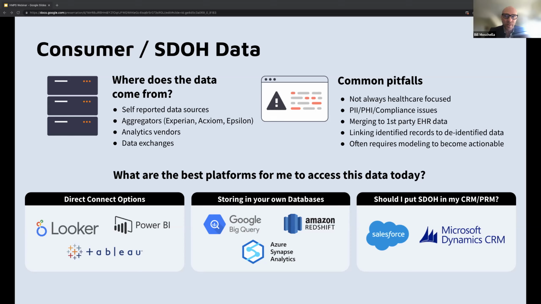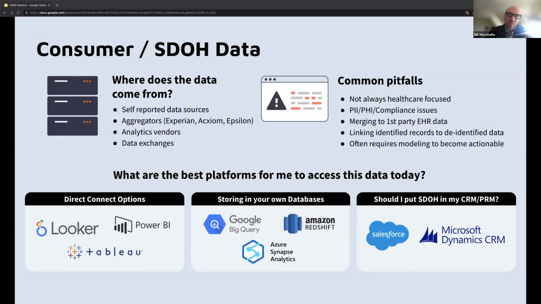When you start to join social determinants of health and consumer data to additional sets of data, it starts to bring in a HIPAA issue, which can be the re-identification of a de-identified record by adding new attributes to it that didn't exist before. So merging that first party data, that EHR data, also becomes a problem. And now you have this whole job of linking identified records to de-identified records or matching and merging to your existing database. And there's quite a bit of modeling that is required to make all of this data actionable when you're using it on your own.